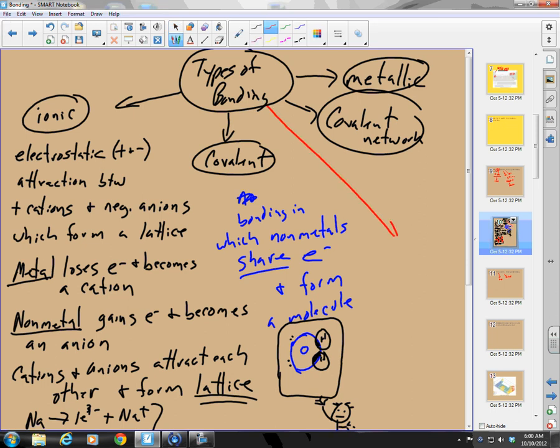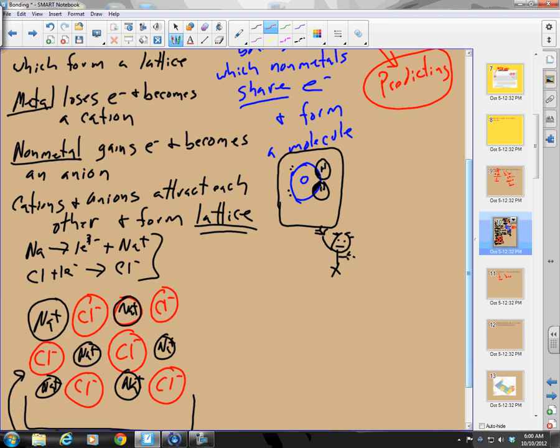predicting bond type. Can we predict bond type? Yes, we can. How? We can use the electronegativities. You guys remember that? Electronegativities of each atom in the bond to predict bond type. Now, specifically, how do we do this? I can look at the difference.